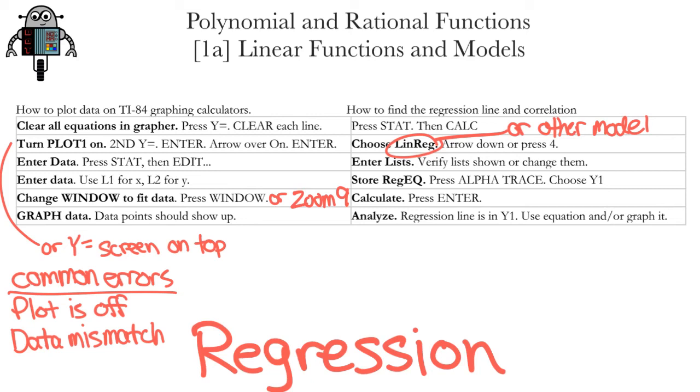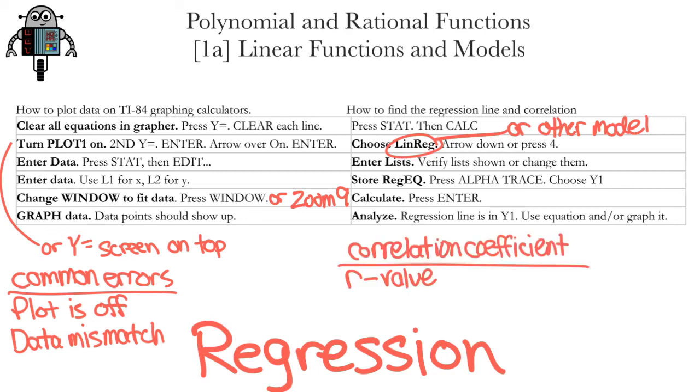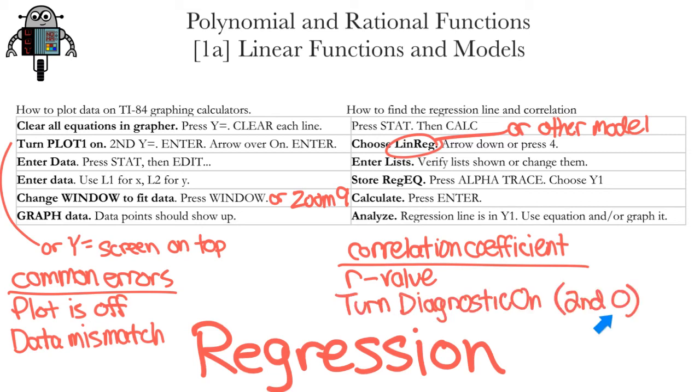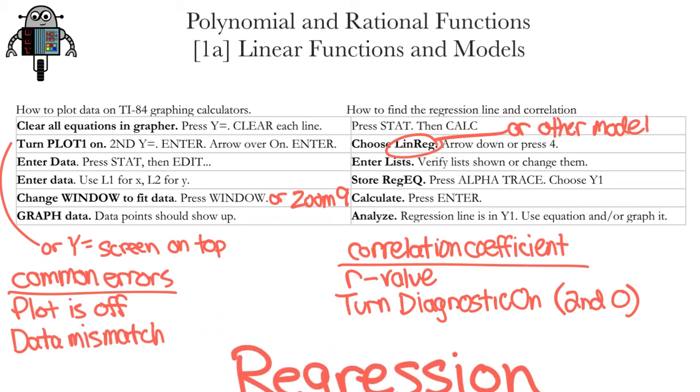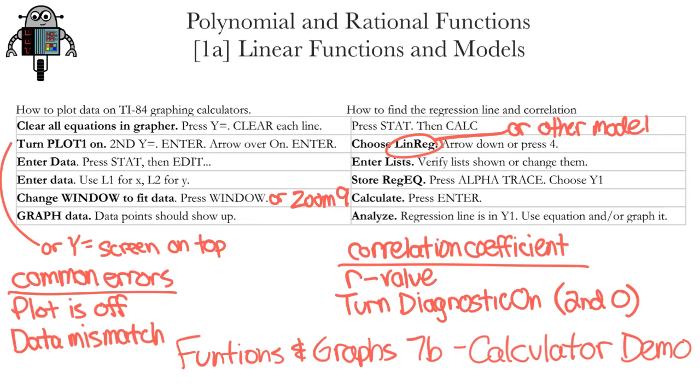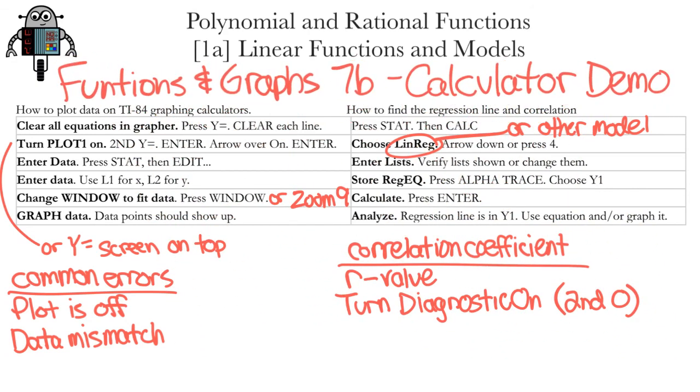Press enter a few times to calculate the regression model, and the screen will show you all the details about your model. So for LinReg, it's ax plus b, and it will tell you what the a value is and the b value is. This is also the screen that will show the correlation coefficient, which is defined by r. If you don't see this, you need to turn your diagnostic on, which is in the catalog. Just press second 0, look for diagnostic on, D, press enter on that, and enter again. I explained it in that video in Functions and Graphs Lesson 7b.